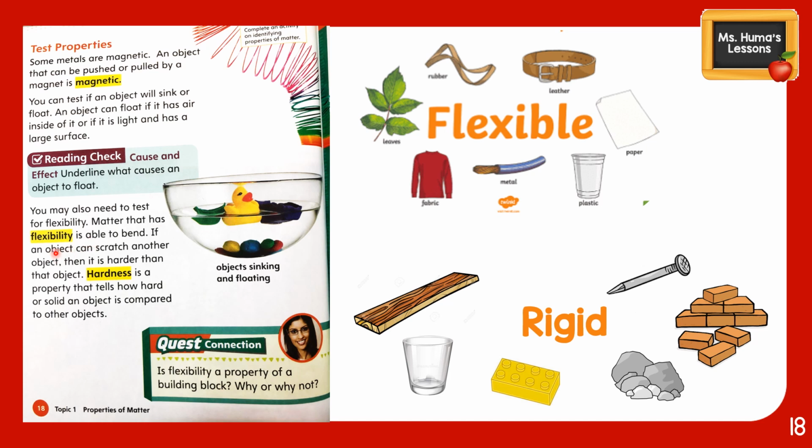Now we come to another property of matter that we have to test, and it's called flexibility. Anything that is able to be bent is called flexible. Let's see. You may also need to test for flexibility. Matter that has flexibility is able to bend. See, you can see so many objects here that can be bent, like a leather belt, a rubber band, leaf, any kind of fabrics, thin wires, soft plastic, and paper. These are the things that can be bent.